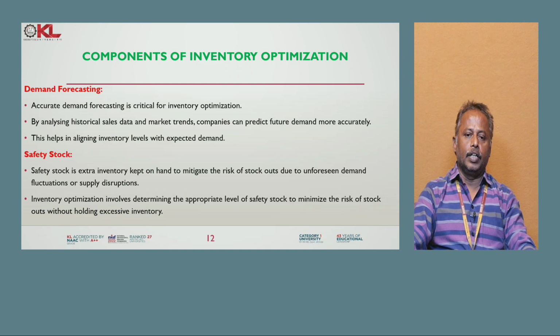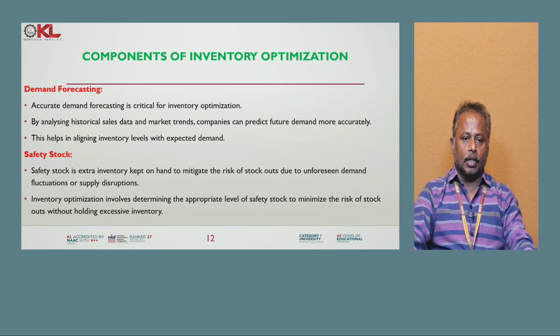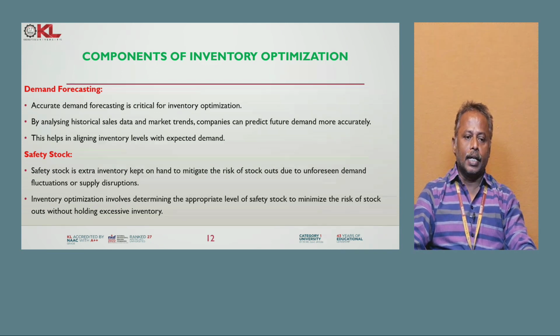Next, components of inventory optimization. First, demand forecasting. So, accurate demand forecasting is critical for inventory optimization. So, by analyzing historical sales data and market trends, companies can predict future demand more accurately. It helps in aligning the inventory level with the expected demand.